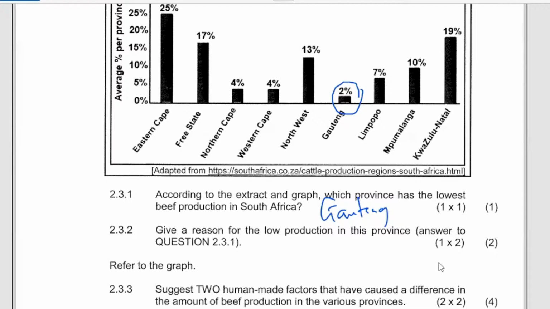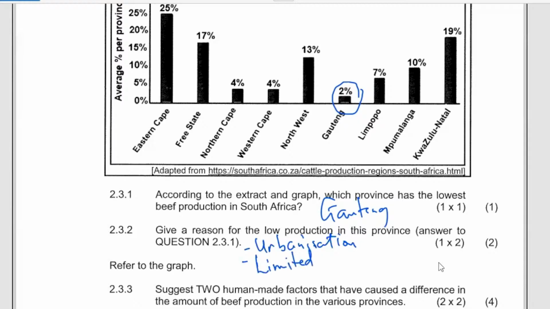Give a reason for the low production of this province. Why is it that Gauteng is contributing less to beef production in South Africa? Right, the problem with Gauteng, you can talk of urbanization. It's an urbanized province where most people are staying in the towns, and hence they are not focusing much on primary activities. The core focus is in manufacturing and not in agriculture.